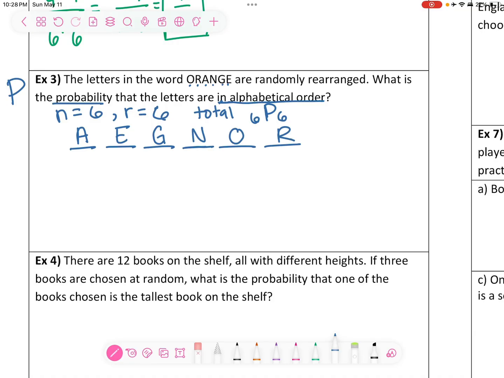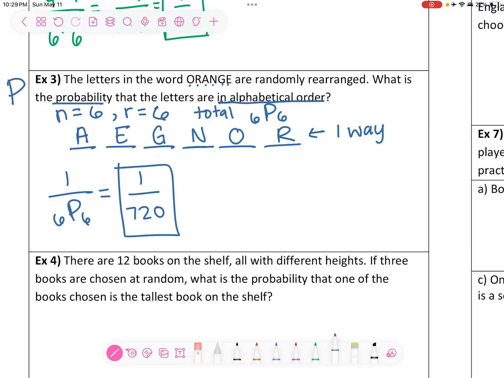So if we put those in alphabetical order, you can see visually there's only one way to do that. There's only one way that that is possible, okay? So putting something in alphabetical order, there's only one way to do it. Now, if there were repeating letters, then it might get more complicated, but since they're all different, it's one way, okay? So that means the numerator is 1. Our denominator is the total, which is 6P6, which in the last problem we know is 720, so it's 1 over 720, which cannot simplify, so that is the answer.